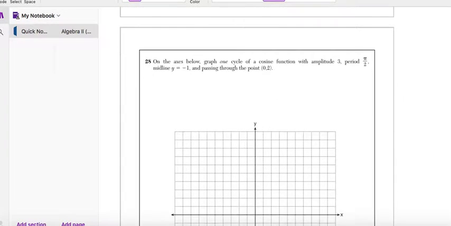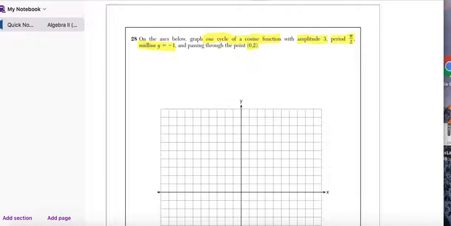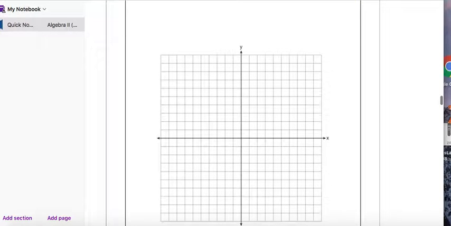On the axes below, graph one cycle of a cosine function with amplitude 3, period pi over 2, and midline y equals -1, and passing through the point 0, 2. So guys, first thing, and also just one cycle. So if you graph more than one cycle, you lose points of this cosine function. So one cycle only. So I'm going to start at 0, 2, the y-intercept. And we're just going up by 1 each time on the y-axis.